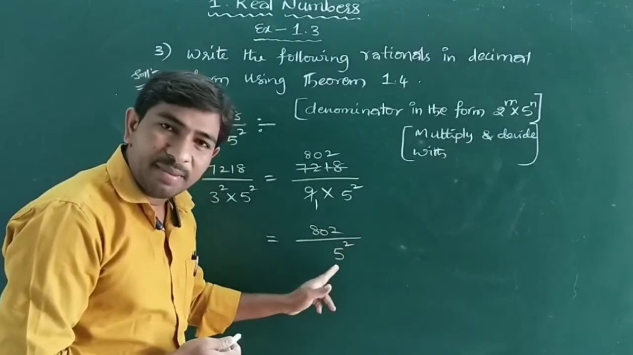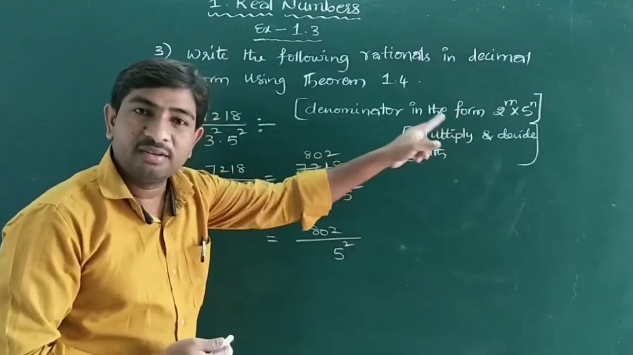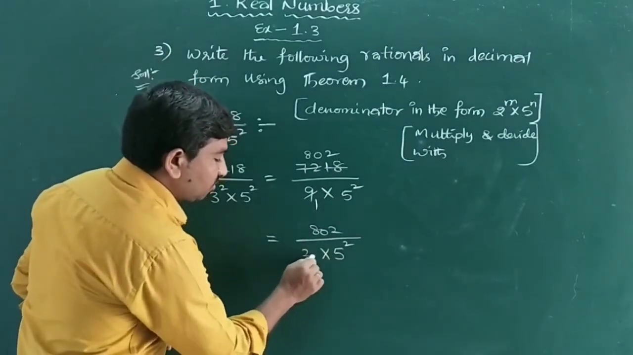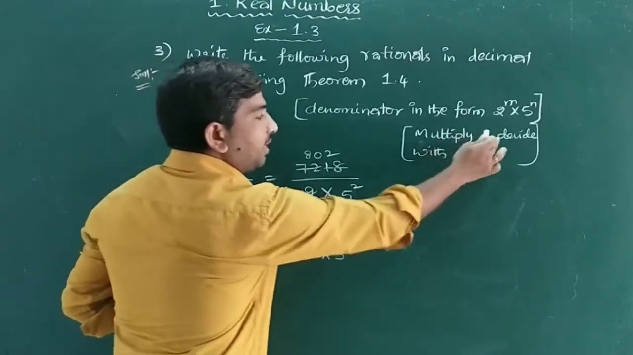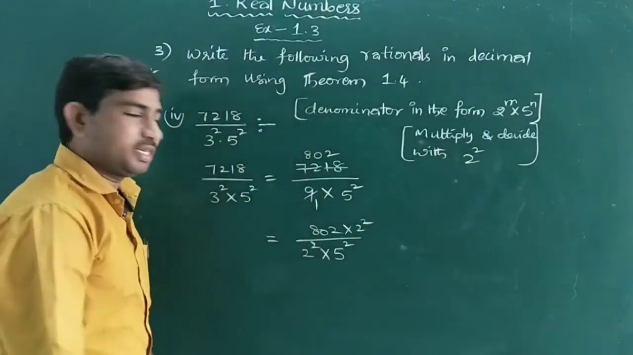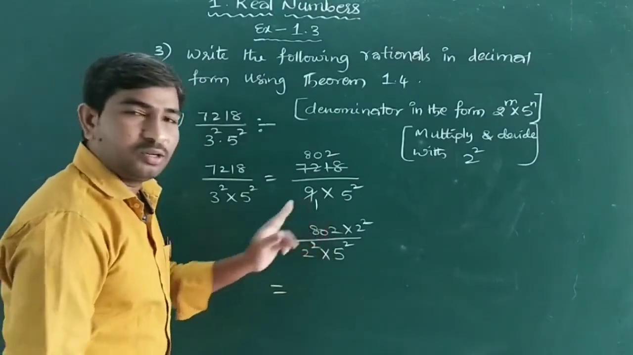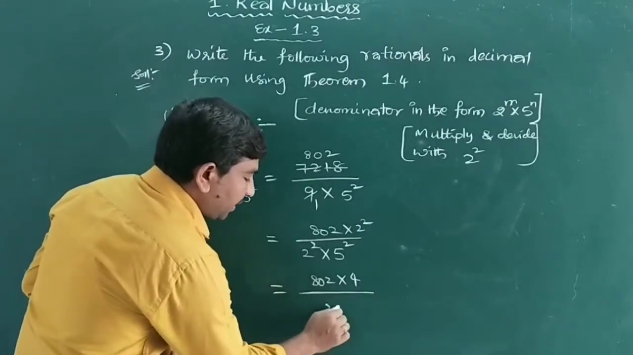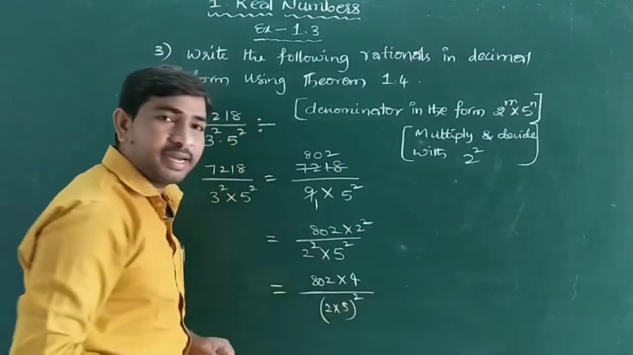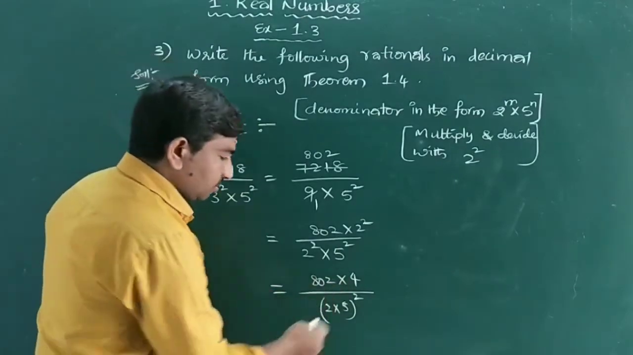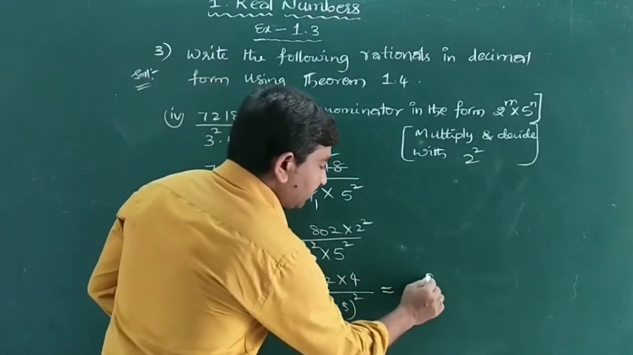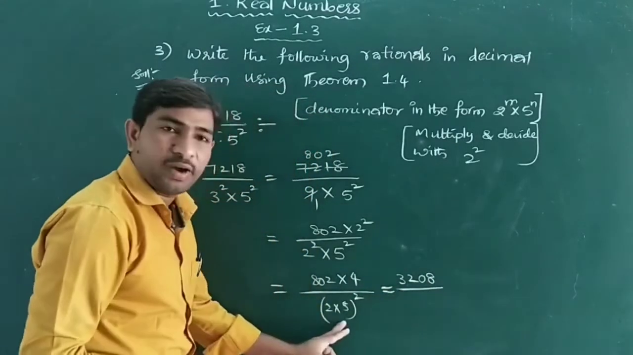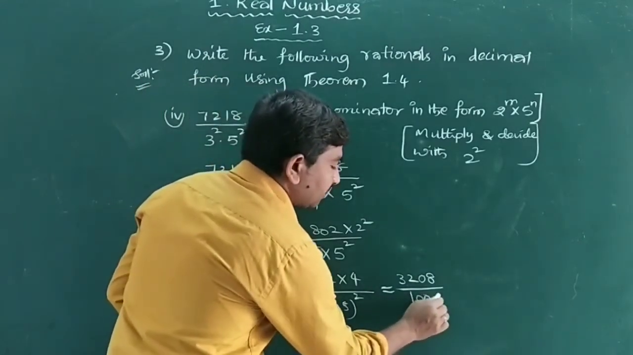To convert the denominator into the form of 2 power m into 5 power n, we have to multiply and divide with 2 square. 2 square into 2 square, and here also 2 square. Multiply and divide with 2 square. That is the most important thing. So now 802 into 2 square, 802 into 4 by 2 into 5 whole square. 802 into 4 is equal to 3208, by 2 5s are 10, 10 square means 100.